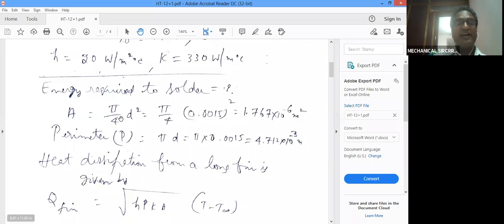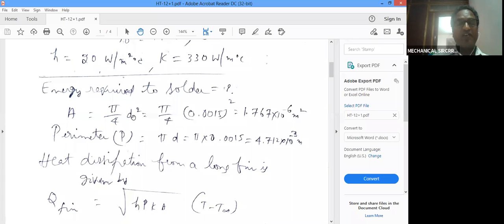So area. Here the fin is not rectangular in cross section. Generally wires, or pipes, are in circular cross section. So area is equal to pi by 4 d square, because copper wires have a circular cross section. That's why the cross sectional area A is equal to pi by 4 d square.